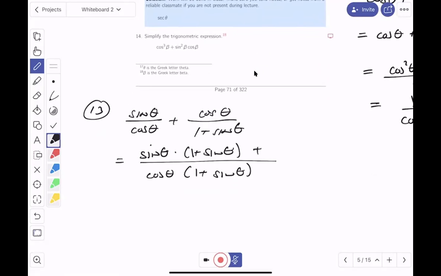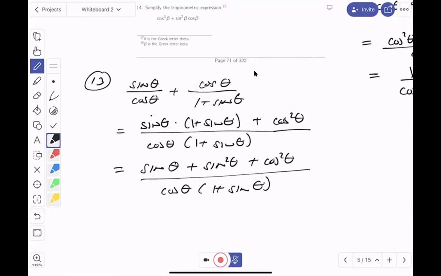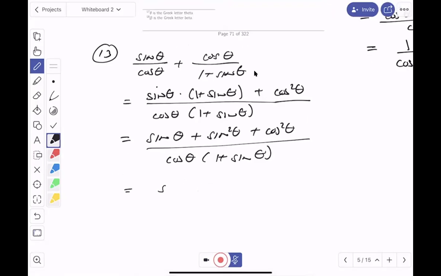plus, well, cosine theta times cosine theta is cosine squared theta. All right, what do you get over here? Sine theta plus sine squared theta plus cosine squared theta. What do you get in the bottom? Cosine theta, 1 plus sine theta. Well, I'm seeing a Pythagorean identity on top, and that's 1. So what do I get? Sine theta plus 1, and on bottom I get cosine theta times 1 plus sine theta.